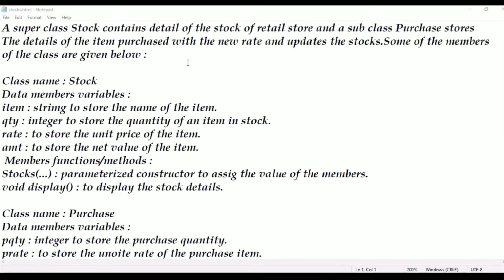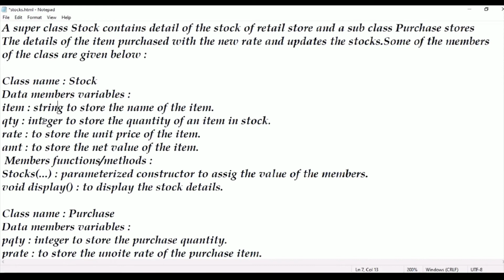So let's move on. Here it is written class name Stock. It is the name of the class which is the parent one, and data members and variables are given. Item is a string data type variable. So let's correct it. Item is a string variable in which the name of the item is stored, and qty is an integer data type which stores the number of items present.